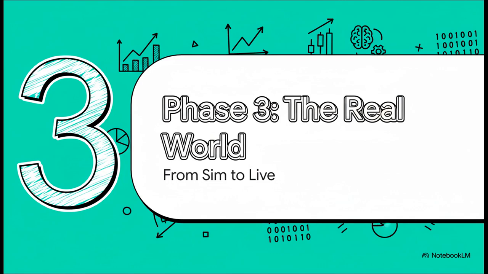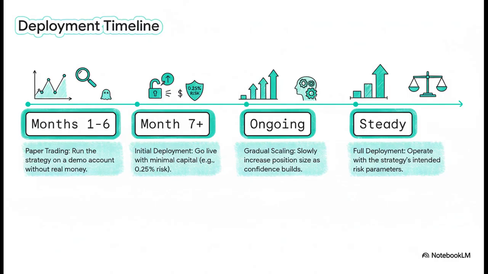So once a strategy has actually survived the lab, it's time for phase three, taking it into the real world. And you have to think of this like the very first test flight of a brand new airplane. You don't just load it up with passengers and hope for the best. You proceed with extreme caution. And that caution is baked right into the deployment plan.